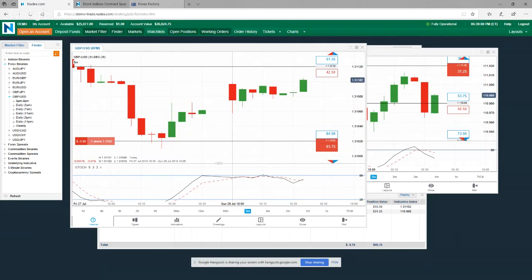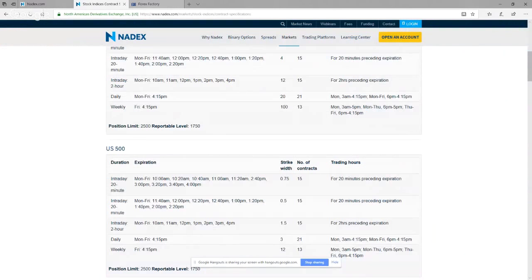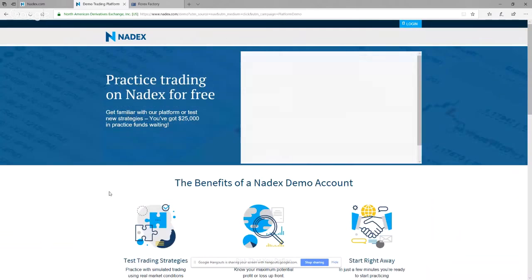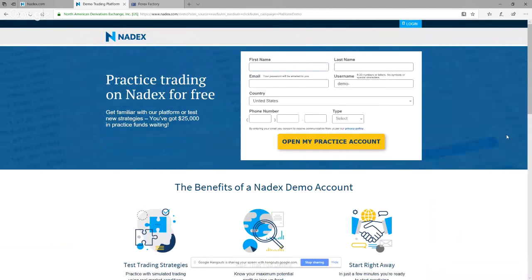Now, Nadex does provide a free demo account. If you go to trading platforms, you go to the demo trading platform. It takes you all of about 5 minutes to open up the demo. And they start you out with $25,000 in practice funds. But if you trade that using basic money management, then you're probably not going to be trading that many contracts. Okay.